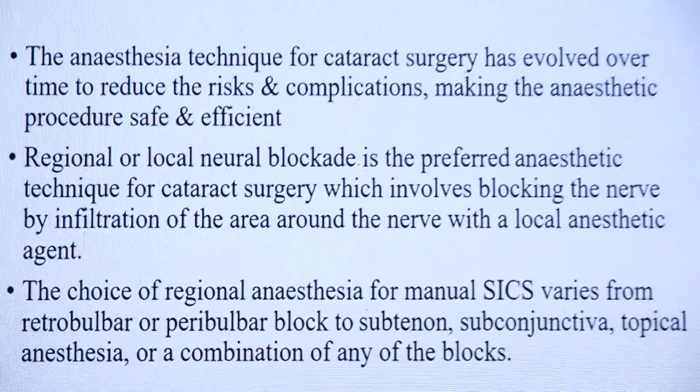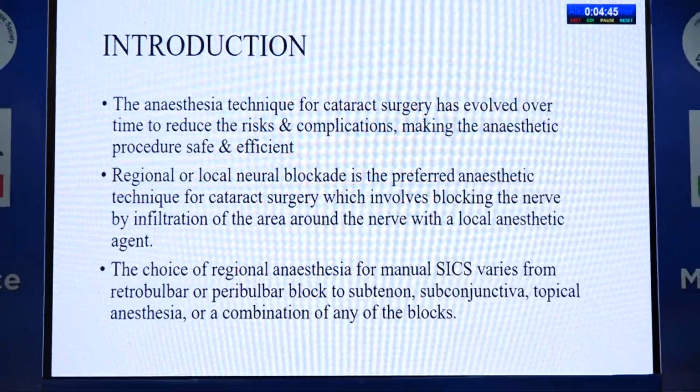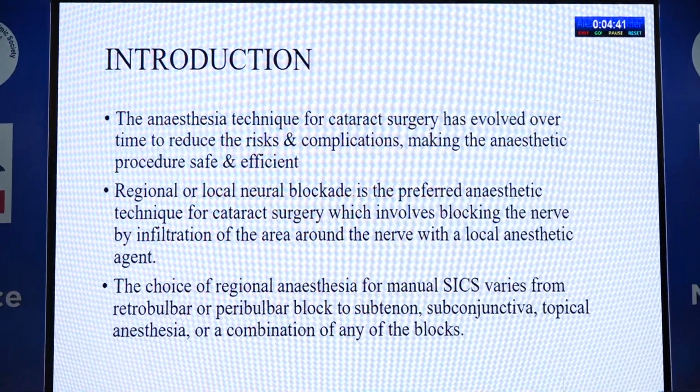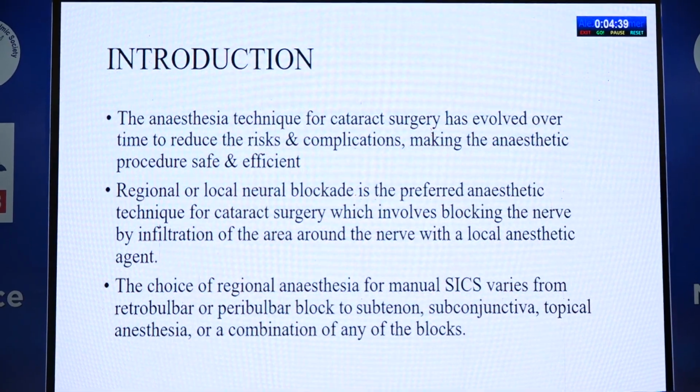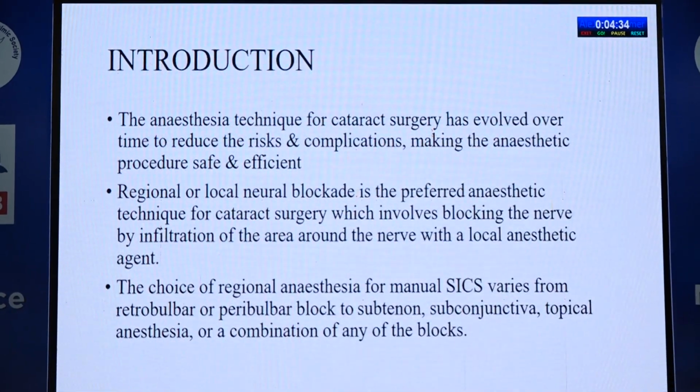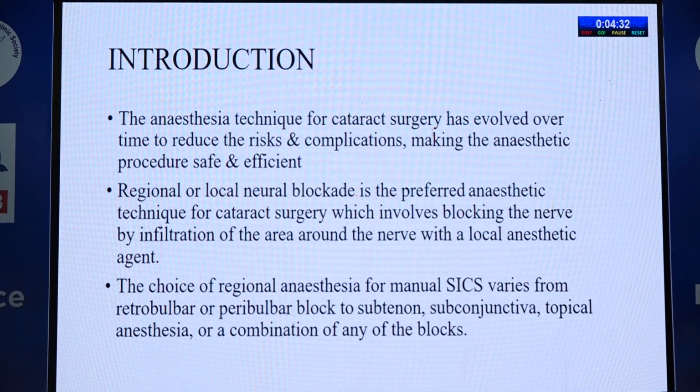So the anesthesia technique for cataract surgery has evolved over time to reduce the risk and complications, making the anesthetic procedure safe and efficient. Regional or local neural blockade is a preferred technique for surgery, which involves blocking the nerve by infiltration of the area around the nerve with the local anesthetic agent. The choice of regional anesthesia for cataract surgery varies from retrobulbar, peribulbar, sub-Tenon's, subconjunctival, topical, or a combination of any of these blocks.